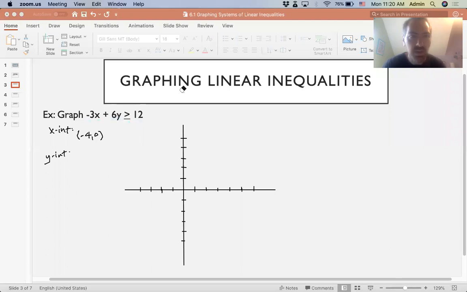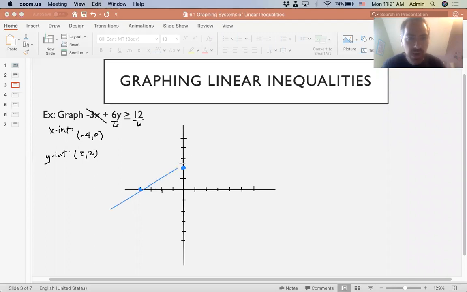We'll cover up the x term now, right? We let the x value go to 0. So we've got 6y greater than or equal to 12, divide both sides by 6. And we've got the y-intercept of 2. That's 0, 2. So now we can graph this. Negative 4, 0, and 0, 2. And we'll draw a line through these 2 points.